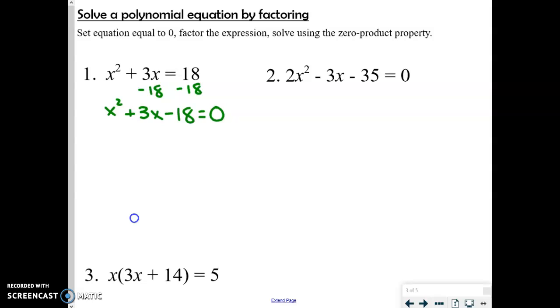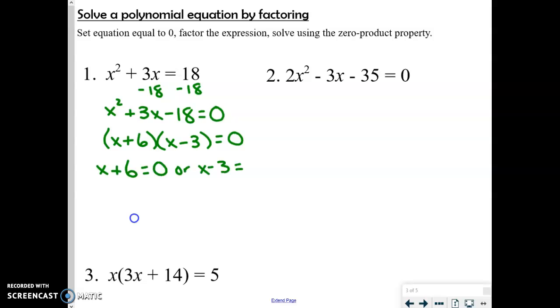So for this one, what factors of negative 18 when added together equal 3? The answer is positive 6 and negative 3. So once we've factored it, ladies and gentlemen, our next step would simply be to set those factors equal to 0 and solve. So we have x plus 6 equals 0 or x minus 3 equals 0. In the first one, we'd subtract 6 from both sides, which would leave us with x equals negative 6. Or in the second one, we'd simply add 3, which would leave us with x equals 3.